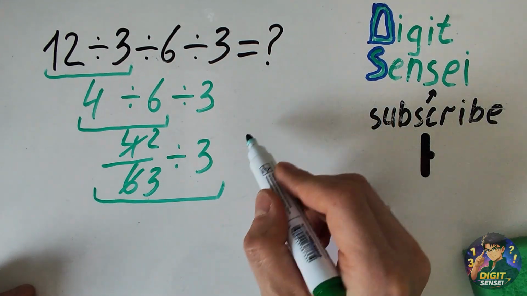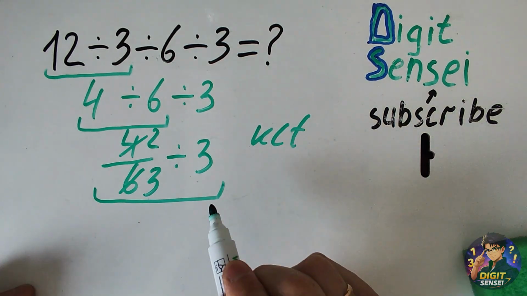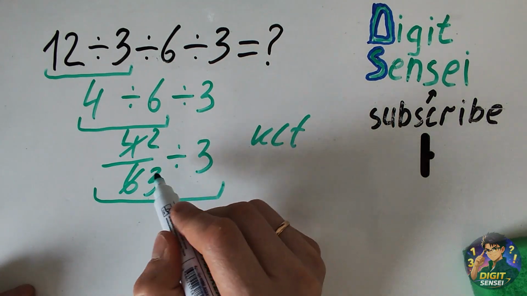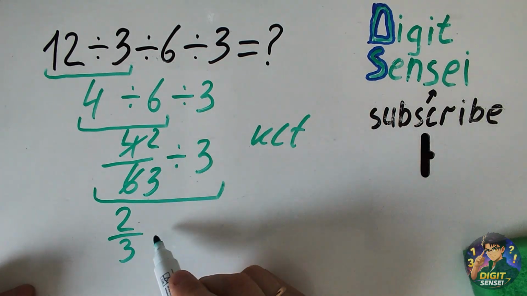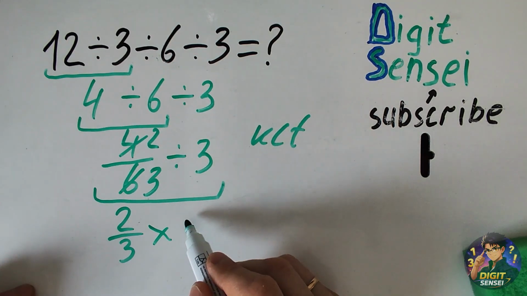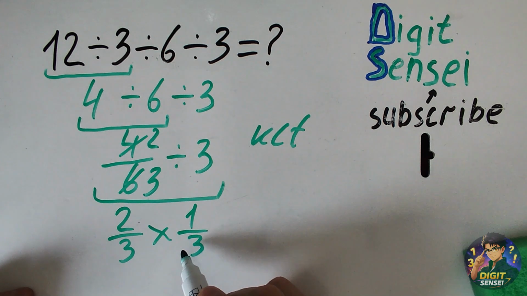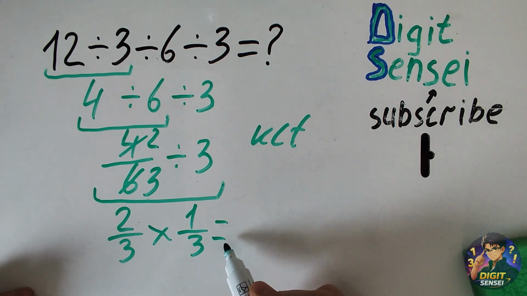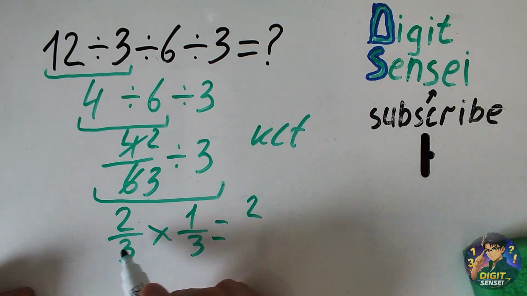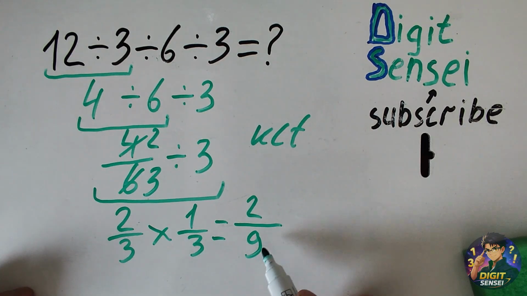According to the KCF rule, K stands for keep, C stands for change, and F stands for flip. We can write keep the first fraction, change division to multiplication, and flip the second fraction. So we have 2 over 3 times 1 over 3, which equals 2 times 1 gives us 2, and 3 times 3 gives us 9. So 2 over 9. And this is our final answer to this problem.